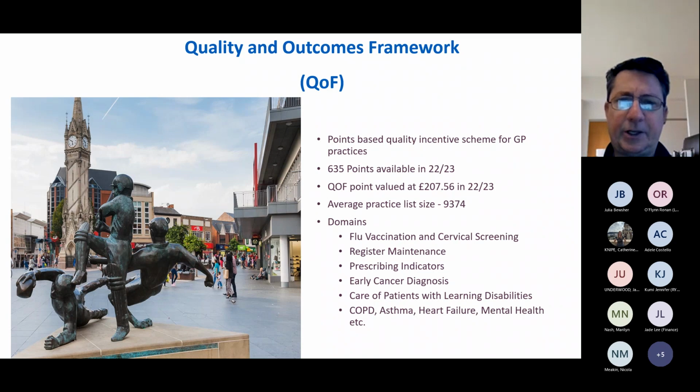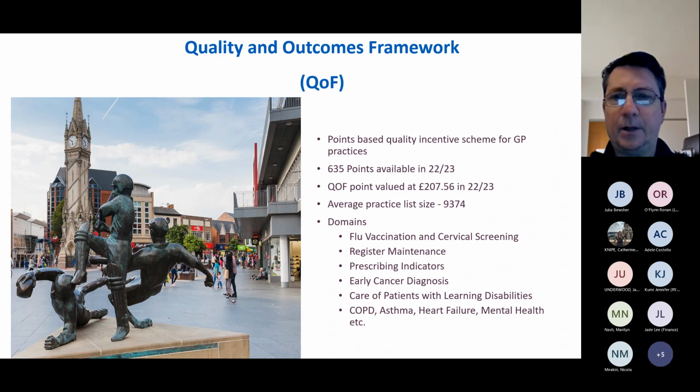Like it says here, there's 635 points available in 22-23, and each QOF point is valued at £207.56. So the way it's billed is through the average practice list size, which is 9,374. If you have a practice list size of 9,374, you will get 635 points if you hit all the key performance indicators that the QOF scheme has.